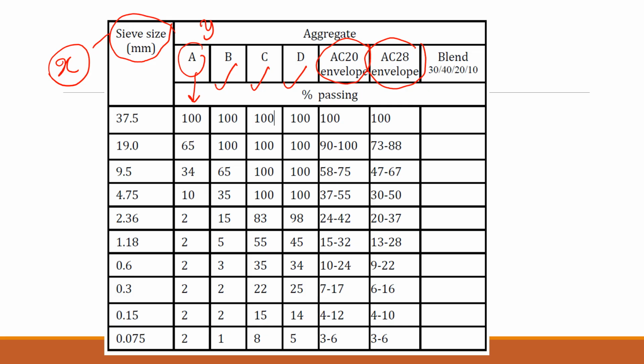How do we plot the AC20 and AC28? We call it an envelope. When you are plotting that, you have a minimum value and a maximum value. So you get two lines here.